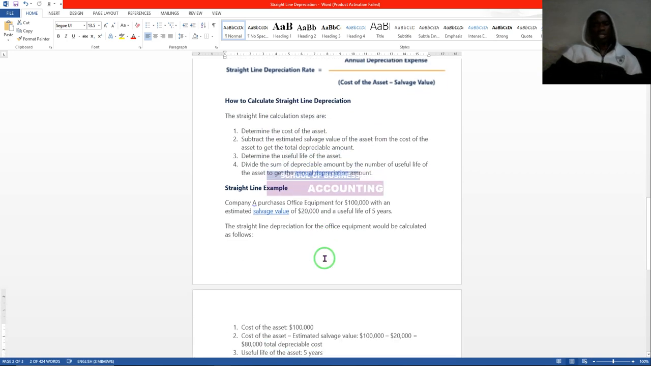Then we want to look at an example which we are going to capture now using QuickBooks, so that you see the effect of processing the depreciation expense on QuickBooks. In this example, we've got company A, which purchases office equipment for 100,000 with an estimated salvage value of 20,000 and a useful life of 5 years.